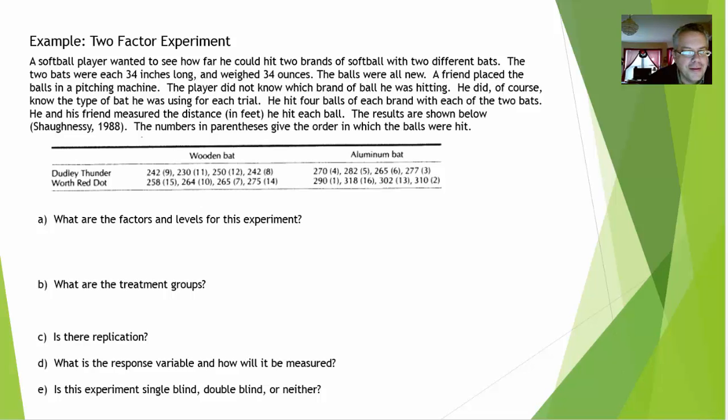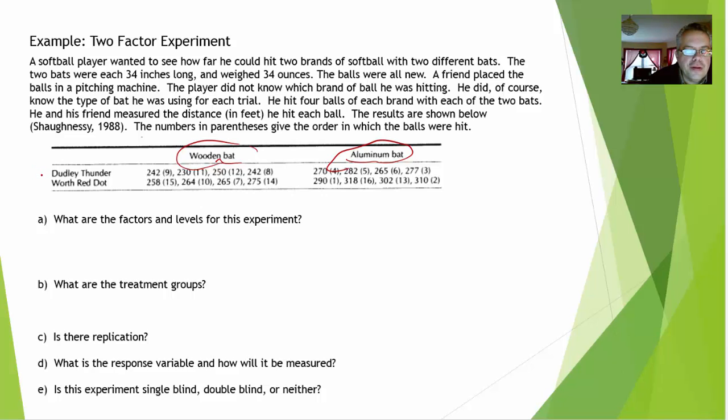Wow, it's getting complicated. But basically, he has 2 different types of balls he's going to practice hitting, and he has 2 different bats he's going to use. So he and his friend measured the distance in feet he hit each ball. The results are shown below. If we take a look at this table, we see that he had a wooden bat and an aluminum bat. So they were the same weight and same length, but the difference is how the bats were constructed. Then he has 2 different types of balls he's using.